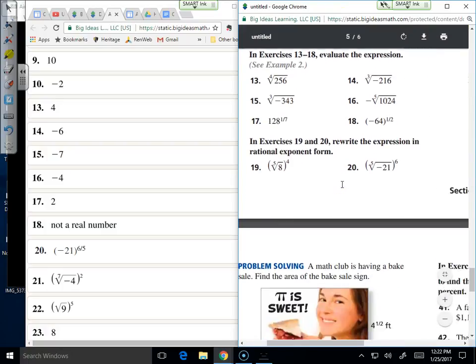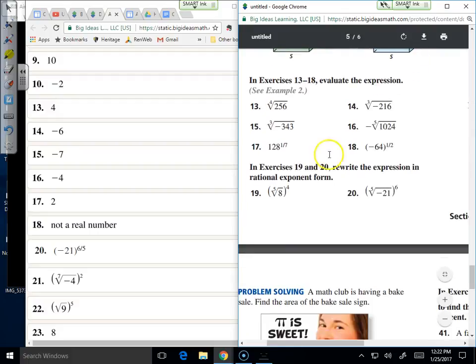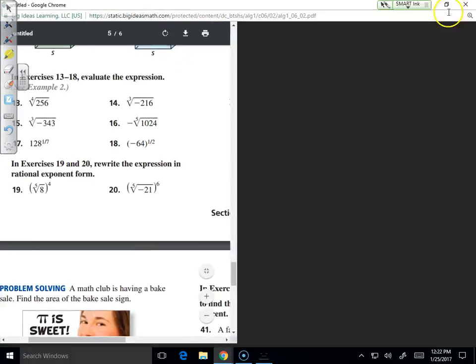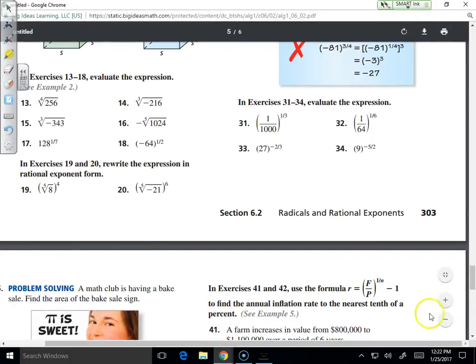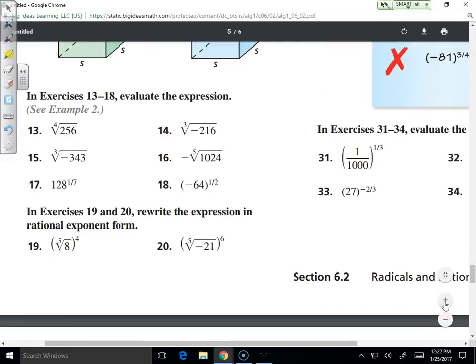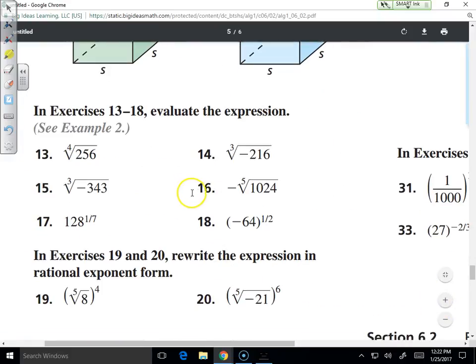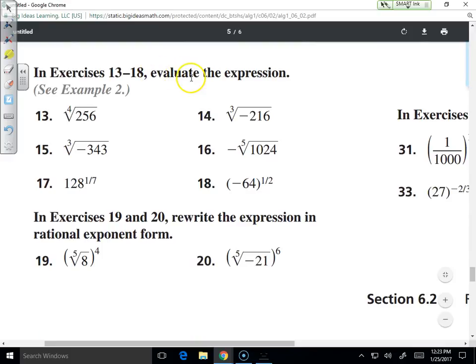Okay. Let's go check these ones out. 13 through 18. Let's look at them just real fast. These are the ones that we were working on towards the end of class yesterday. 13 through 18, our job was to evaluate, which means basically simplify. Okay?